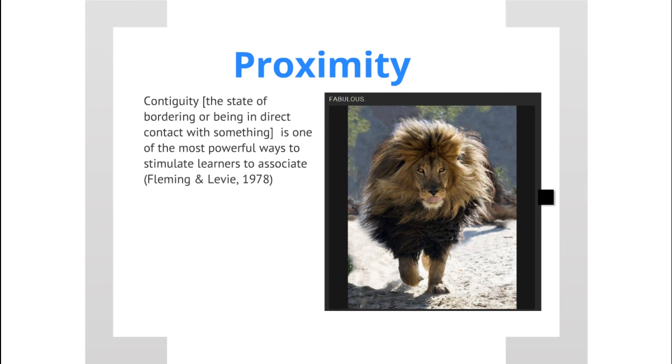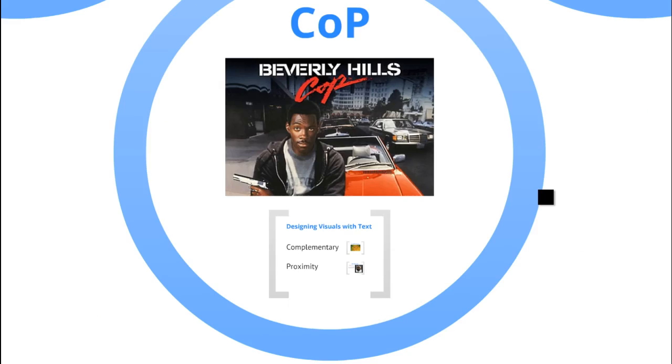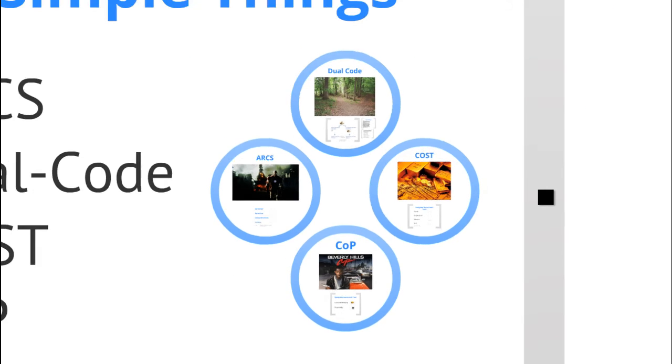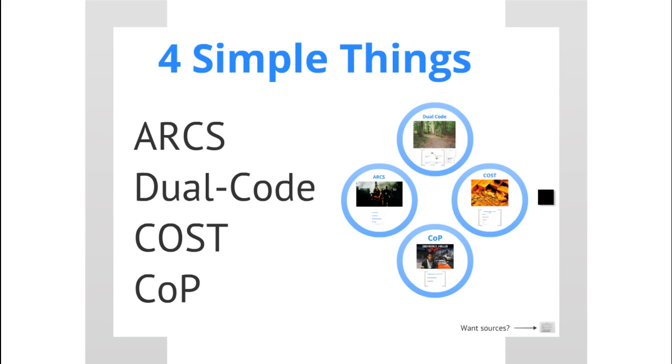Contiguity, the state of bordering or being in direct contact with something, is one of the most powerful ways to stimulate learners to associate. And as you can see right here, normally you would just see a lion, but here with the text fabulous, you instantly think of that. And these are the four things: ARCs, dual code, cost, and COP.